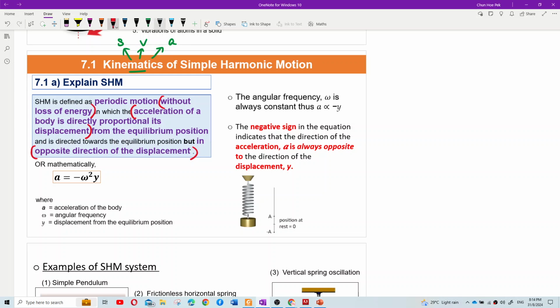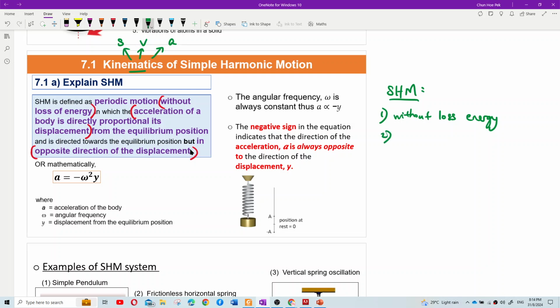So what is SHM, simple harmonic motion? Let me simplify it. It is a motion without loss of energy. Make sure you prepare your notes. You have a paper just beside you. Write down the notes, not just listening. Your hand must be writing something.